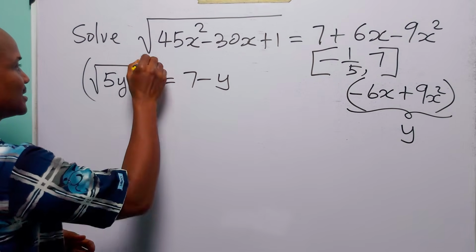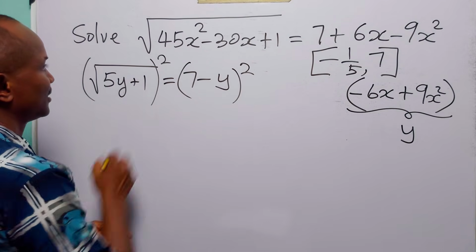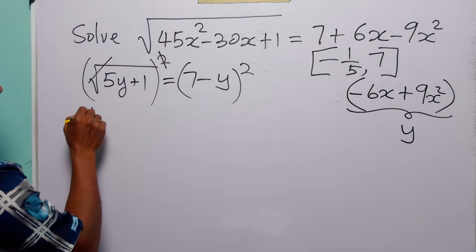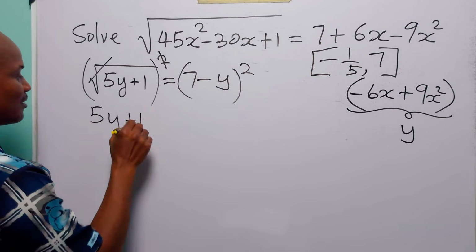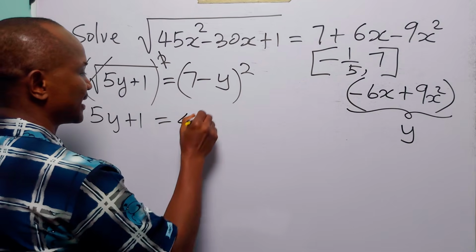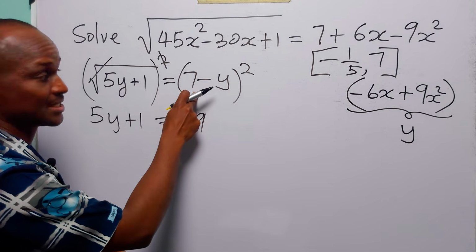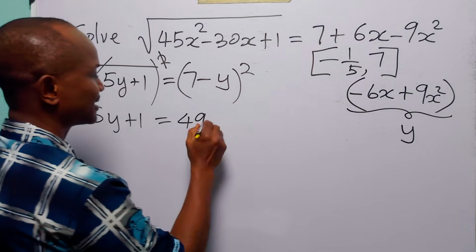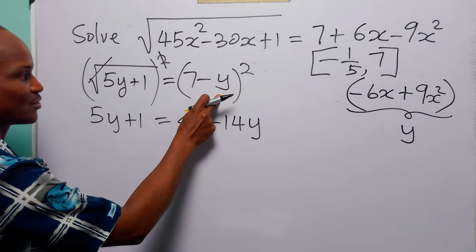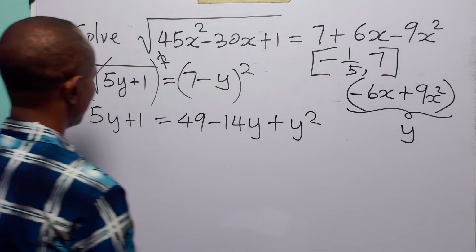So we have this squared and that squared. This is going to take care of that, leaving us with 5y plus 1 is equal to 7 squared is 49. 2 times 7 is 14 times minus y, that is minus 14y. And of course, minus y squared is plus y squared.